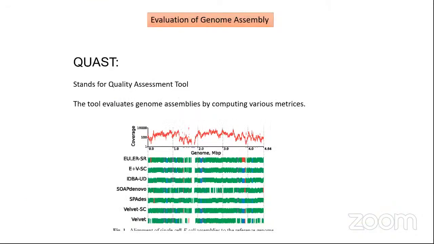Once you have assembled your genome, you need to go for a quality assessment. There is a quality assessment tool available, known as QUAST. This tool evaluates your genome assembly by various metrics, and if you have a good score, you can select that.